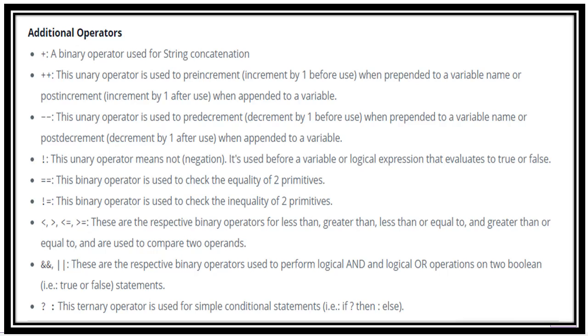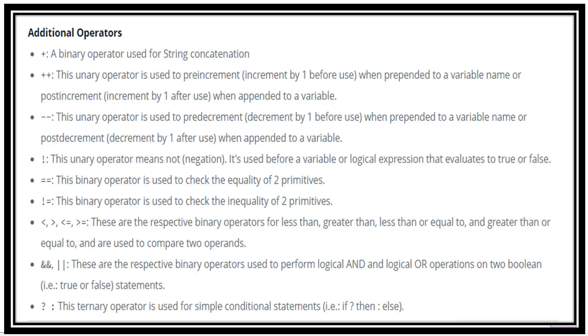And similarly, next, !=. This binary operator is used to check the inequality of two primitives. For example, 1 != 0, so this is true. If you do 0 != 0, this is false. So this is how the == and != operators work.